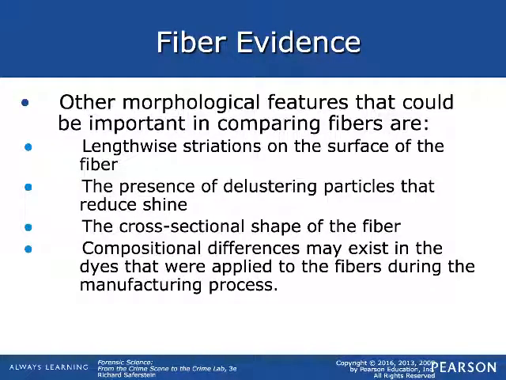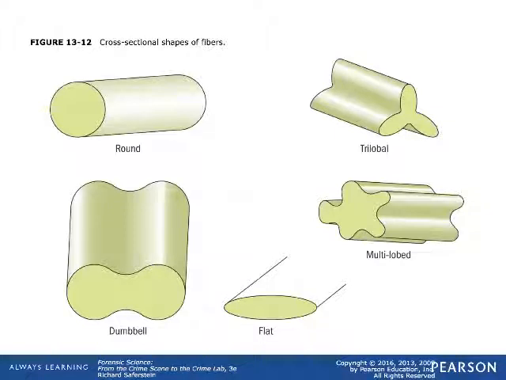Okay, now other characteristics that are important when you characterize or compare fibers: lengthwise striations, delustering particles that reduce shine, the cross-section shape of the fiber, whether it's flat or triangular, and differences between dyes. Compositional differences may exist in the dyes that were applied to the fibers during the manufacturing processes. A lot of times fibers have a dye lot, and the dye lots can vary depending on who's making them.